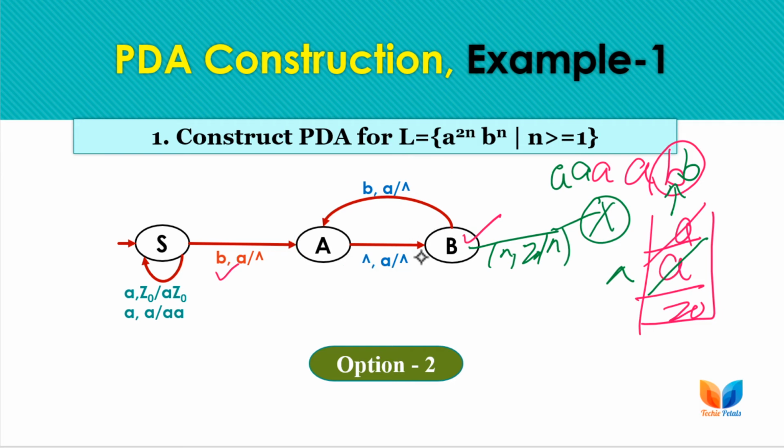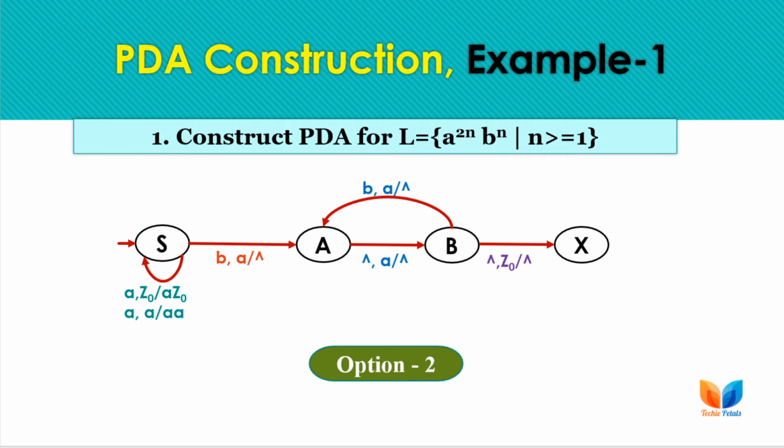Now for another B, we are simply repeating this process. For this second B, we are performing one pop, and next, without reading any input symbol, we are also performing another pop operation. So this cycle will be repeated for all the B's. We are performing two pop operations, then after the end of the string we can simply move to the final state. Okay, so these are the two options for this particular language.